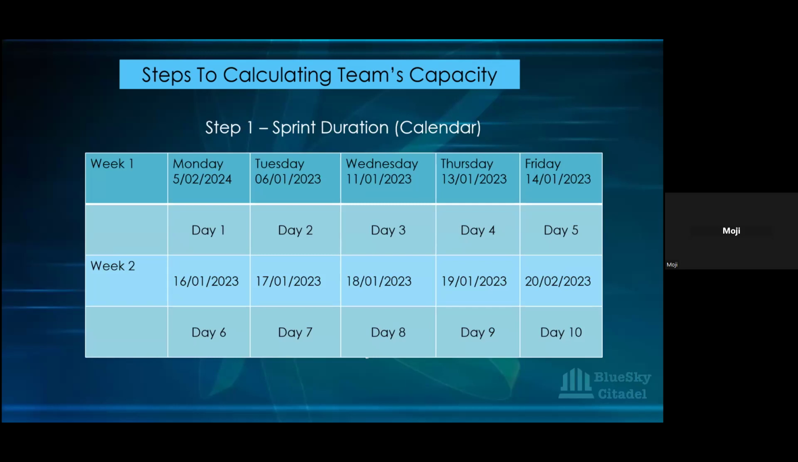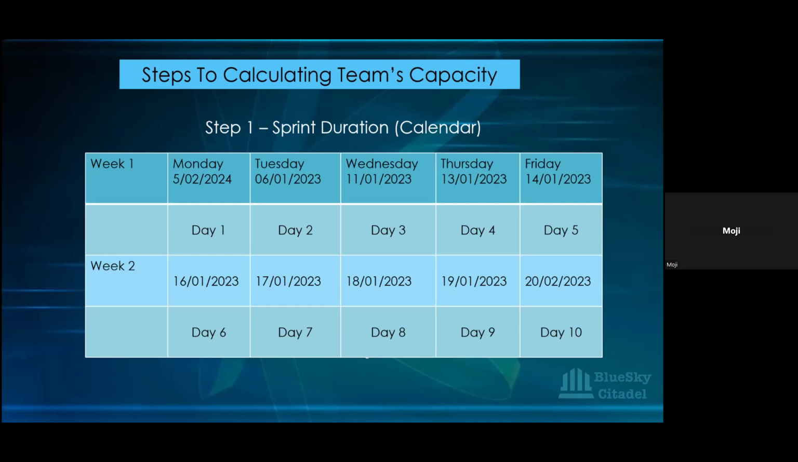Okay, so there are different steps to calculating the team's capacity, and we want to be looking at them one after the other. So the first one you're looking at is the sprint duration. So you look at your calendar. What sprint duration do you have? Please ignore the date that we have on Monday. Okay, let's just ignore that. So you have 10 days in a sprint.